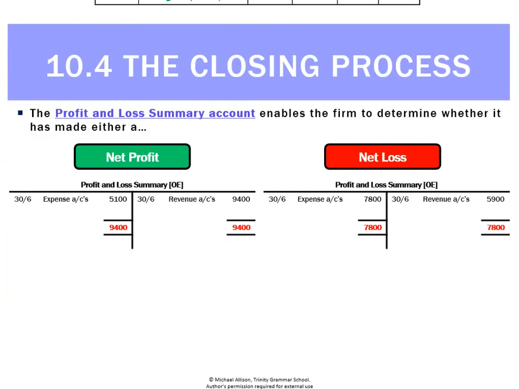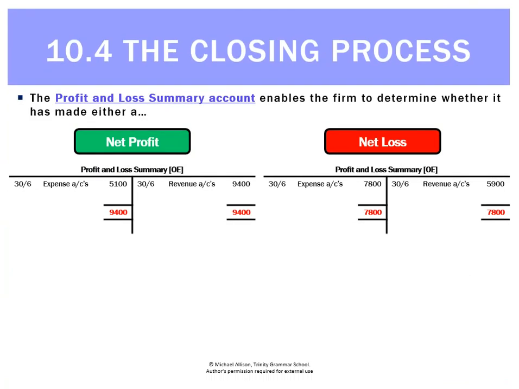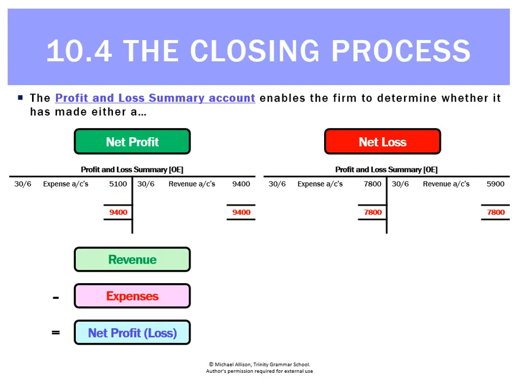Do a narration. So basically what we can tell now is whether we've made a net profit or a net loss. So looking at the ledger on the left, that's a profit and loss summary account where we've actually made a net profit. You can see it's got revenues of $9,400 here, and it's got expenses of $5,100 here. Well, that business has made a profit. So that would be, in this case, 9,400 less 5,100 is 4,300. So we're going to need to send that $4,300 figure somewhere, and we'll learn that in a second.